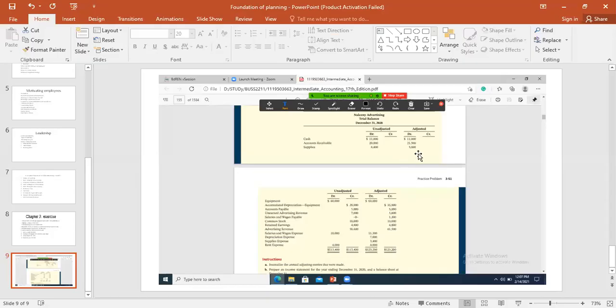Supplies. The supplies amount was 5,000. That means all adjusted entries amounts should be included. Unadjusted should not be there. So supplies were 5,000.